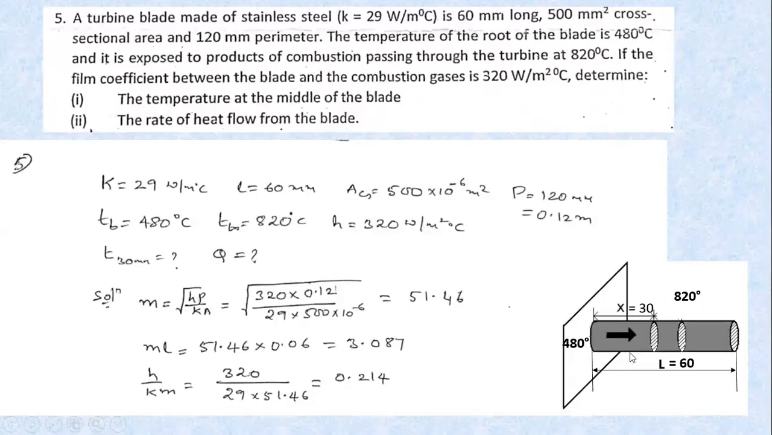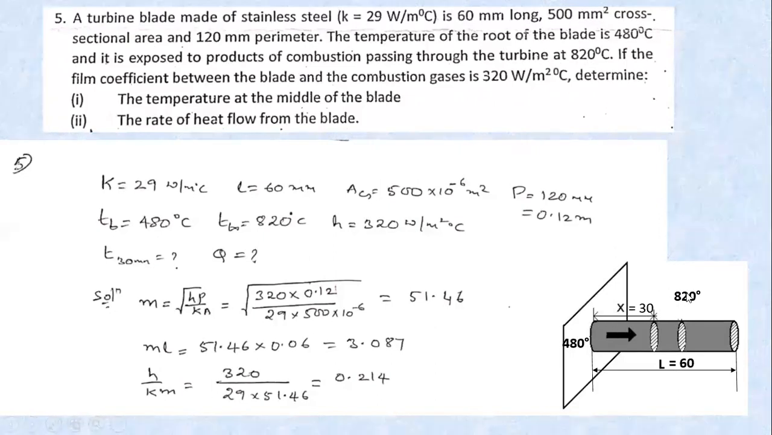That means if we consider this as a blade, the base temperature is 480 degrees centigrade, and it is exposed to products of combustion passing through the turbine at 820 degrees centigrade. Please listen carefully here. The atmospheric temperature is 820 degrees centigrade, which is quite higher than the base temperature.